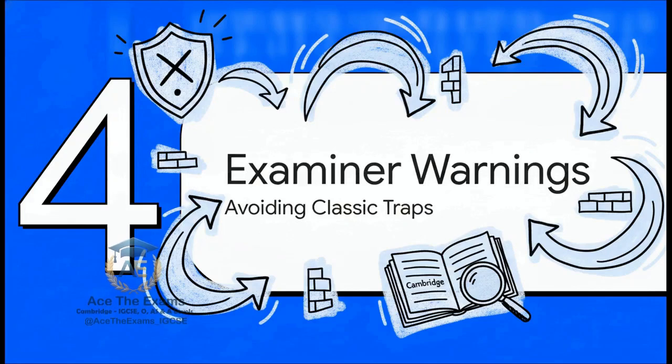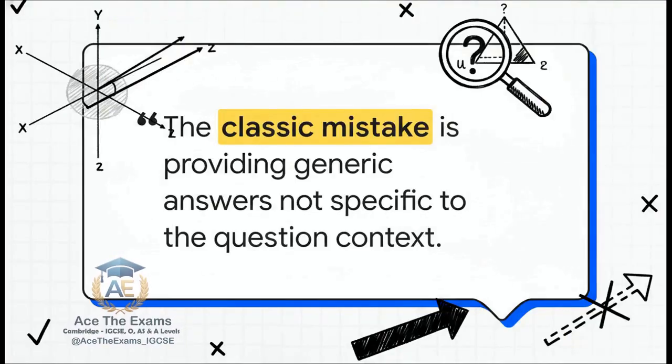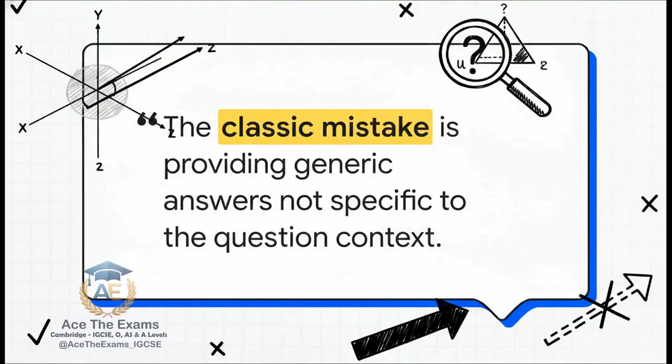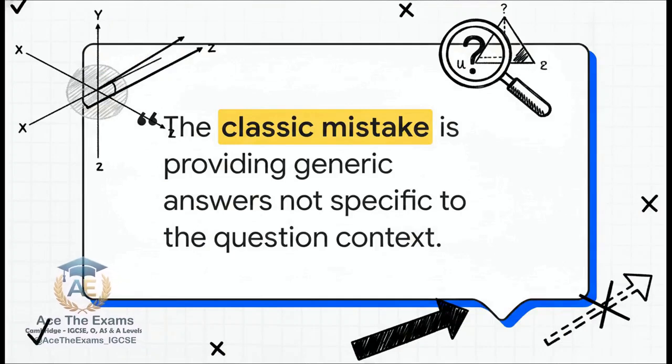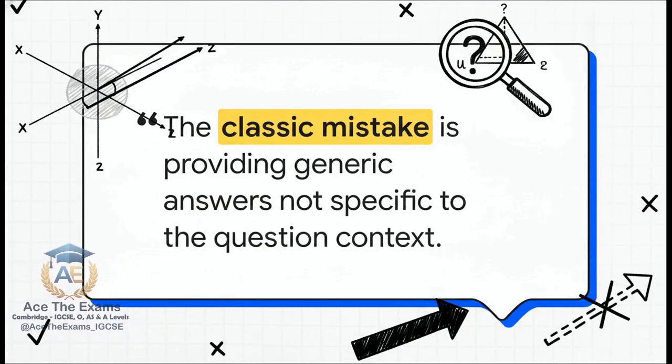This is our defensive strategy. We've talked about how to win points, now let's talk about how to stop losing them. I want you to listen to this examiner alert incredibly carefully. Quote, "The classic mistake is providing generic answers not specific to the question context. Always link every point to the given scenario." End quote. What does this mean for vectors?